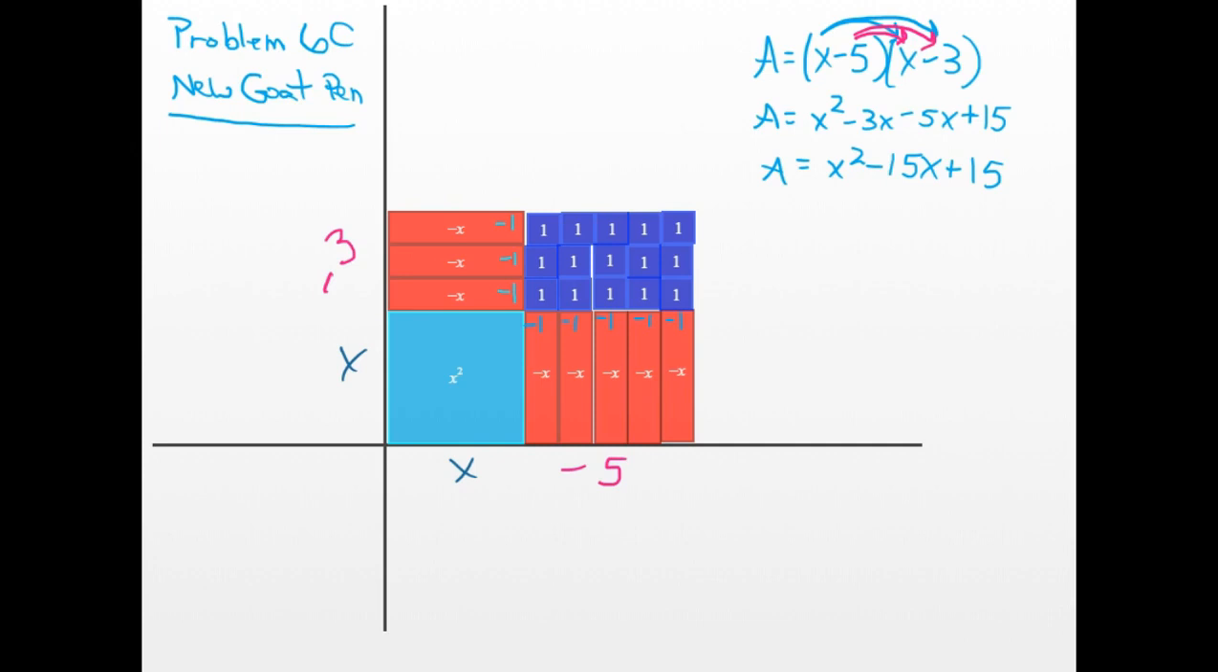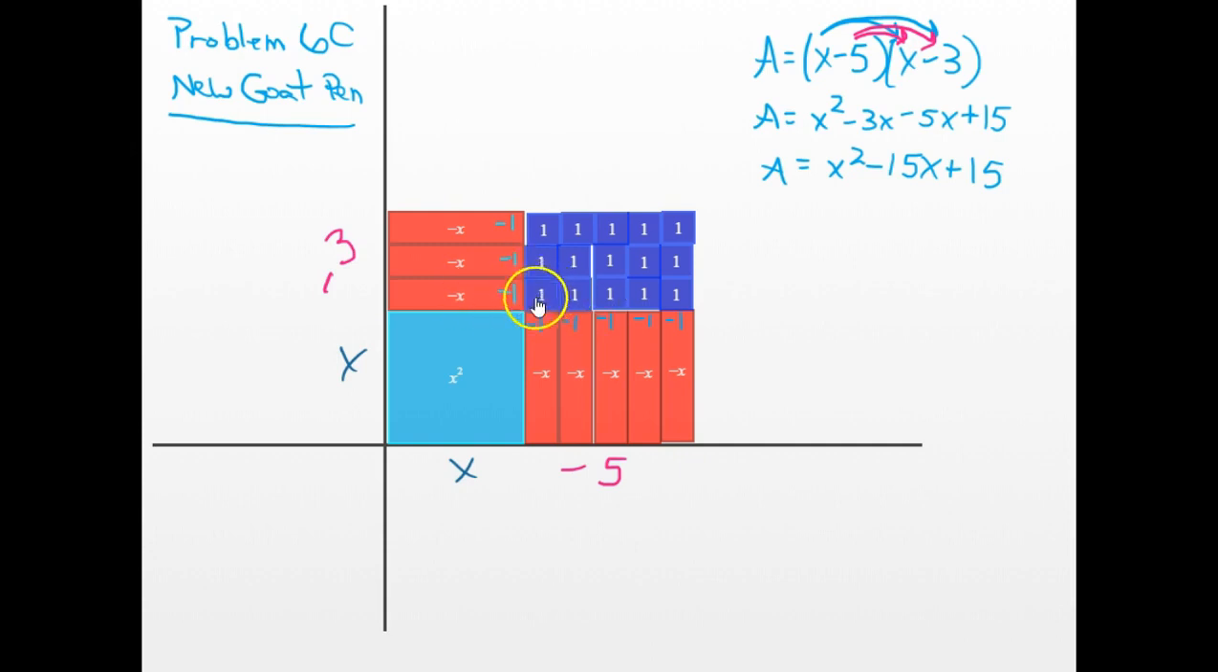And finally, we will look at problem 6c, which is a new goat pen, and they're taking the original duck pen and they are reducing this side length by 5 feet, and this side length they're reducing by 3 feet. So we know that each of our rectangles on this side would be a -x, have an area of -x because we've got positive x by -1, which gives me -x. On this side, each is a -x because we have positive x by -1, which gives me -x.